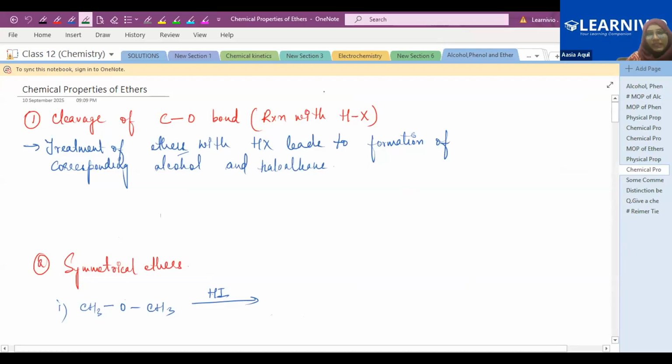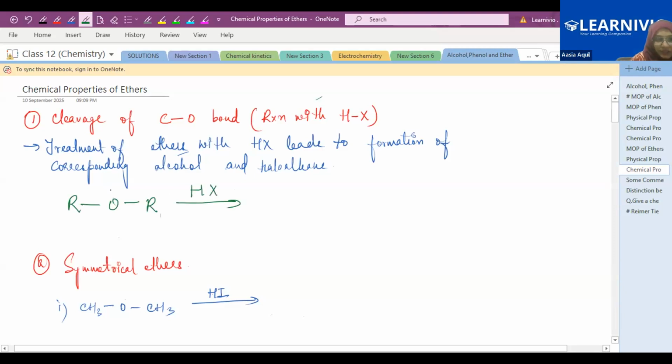In the reaction with HX, when we treat ethers with halogen acids, they lead to the formation of the corresponding alcohol plus haloalkane. When you react ether with HX, any halogen acid like HCl, HBr, HI, it will lead to the formation of alcohol plus haloalkane. Now let's see the general reaction. Suppose we have ROR. This is your ether, and we are treating this ether with HX.